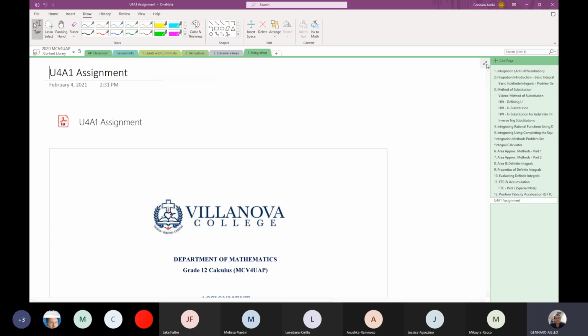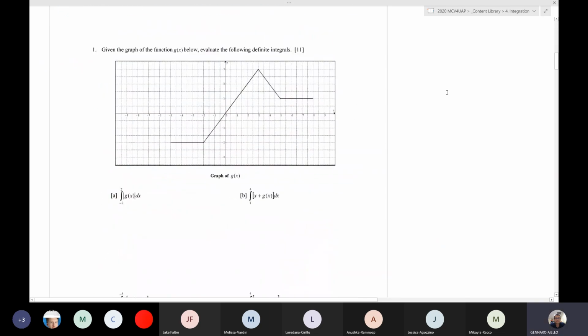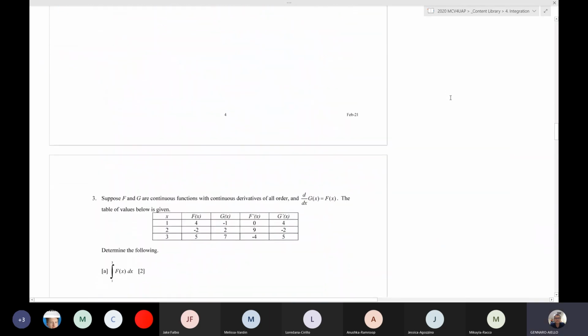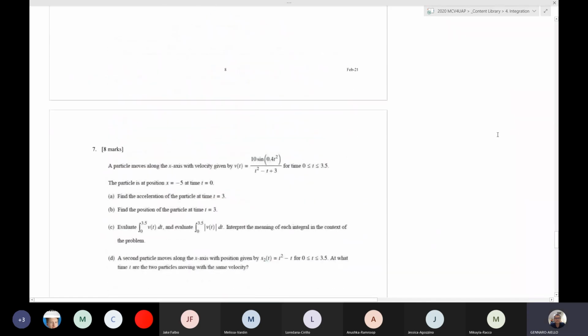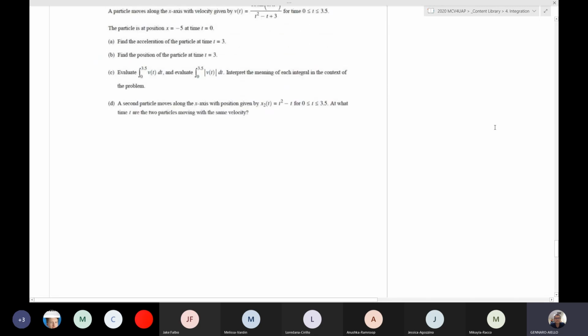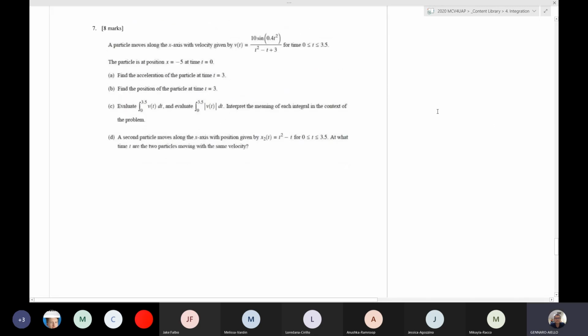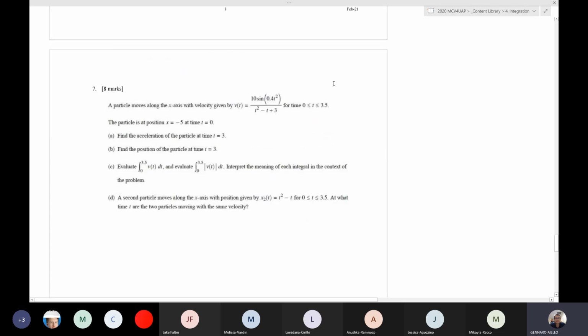Your assignment that you're working on now, you should be able to do every single problem on here with the exception of this question here on page 9. If you read it, you can see that this question involves position, velocity, acceleration. You can try it, you can read the note and try it, there's nothing wrong with that. But if you're short on time, all I'm saying is that you should be able to complete this entire assignment with the exception of number 7.